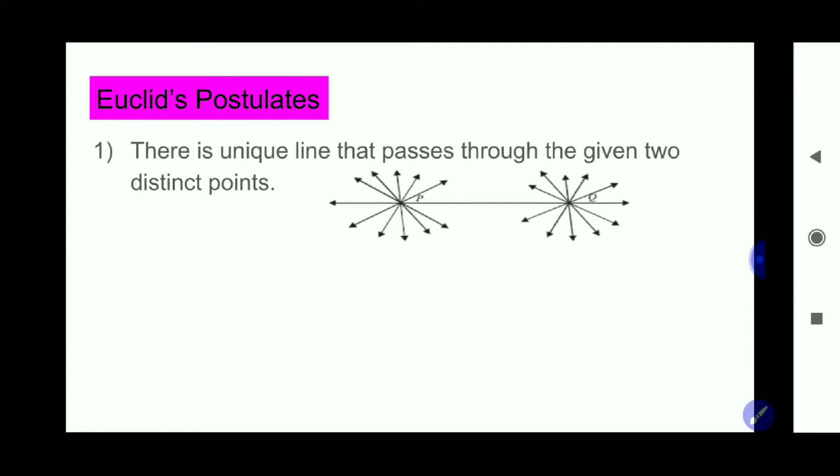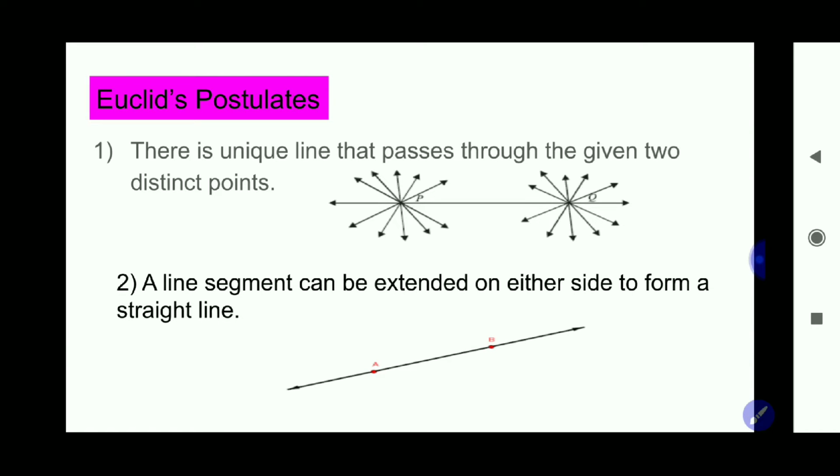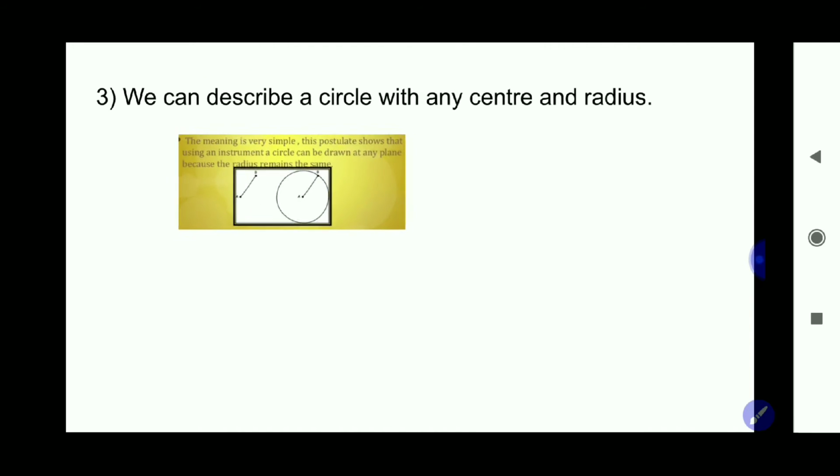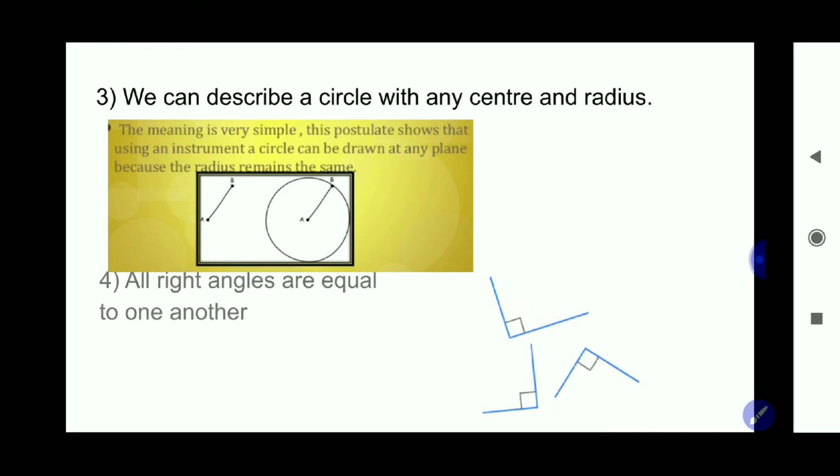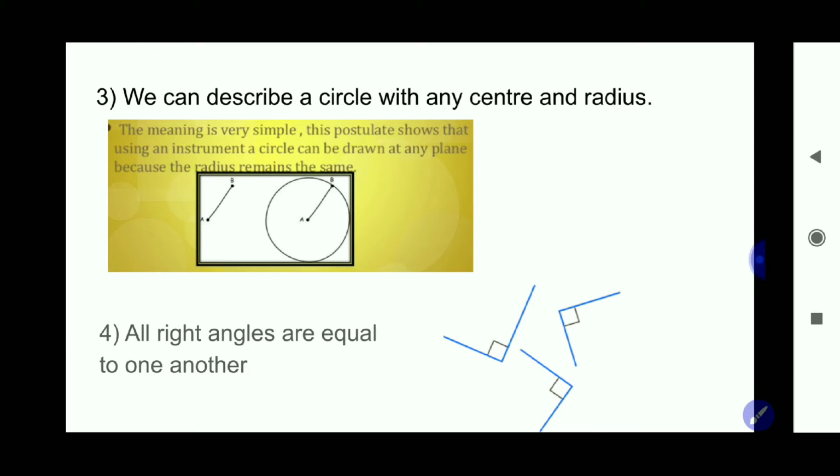Now, we are going through Euclid's five postulates. The first postulate is there is a unique line that passes through two given distinct points. That means if two distinct points are there, we can draw only one line through those two points. And second postulate, a line segment can be extended on either side to form a straight line. Euclid's third postulate, we can describe a circle with any center and radius. Euclid's fourth postulate, all right angles are equal to one another.